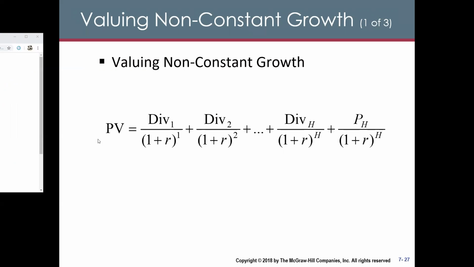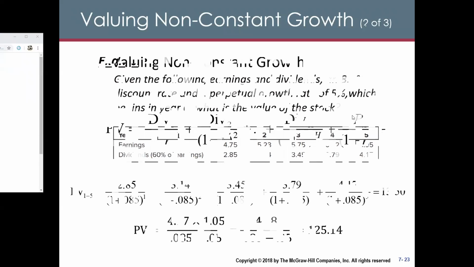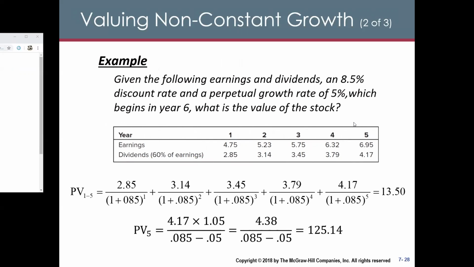That is, if we can forecast the future dividends, we can always discount them back to get the present value, even if the dividend is not constant. So there's not going to be a nice formula here, but we can still use the traditional old way of discounting the cash flow. So let's look into an example here.